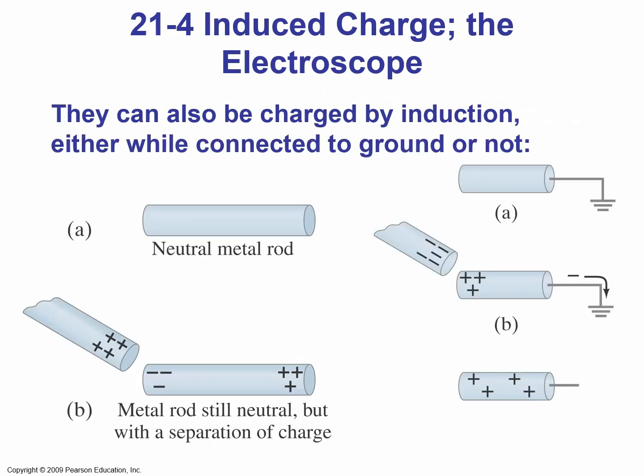On the other hand, they can also be charged by induction, either while connected to the ground or not connected to the ground. Here again, we have an example of a neutral metal rod in part A. In the case of having this rod connected to the ground, and this is a symbol of being connected to the ground, we can see we have a wire here and we're connecting this rod to the ground, and this is a metal rod, right?